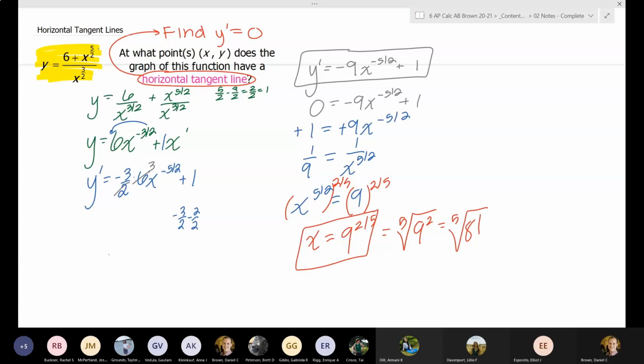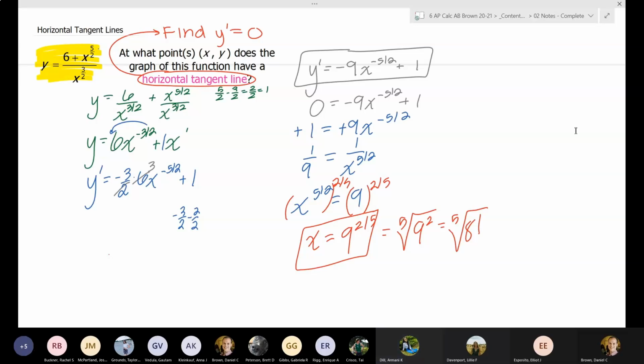The big idea here is you want to make sure that when you see horizontal tangent line, that means, big idea, find where the derivative is equal to 0. So we now know that at this x-coordinate, this particular graph has a horizontal tangent. Questions on that problem? Do you have to solve for the y value also?